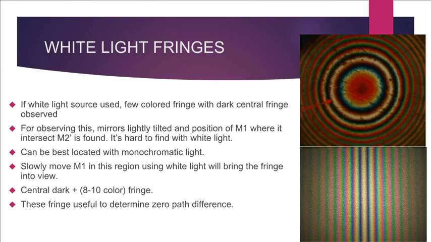So, we first use monochromatic light and find the position where M1 and M2 intersect. Now replace the monochromatic light with a white light source. Slowly moving M1 in this region using white light will bring the fringes into view. We get a central dark fringe and 8 to 10 colored fringes. These fringes are useful to determine zero path difference.